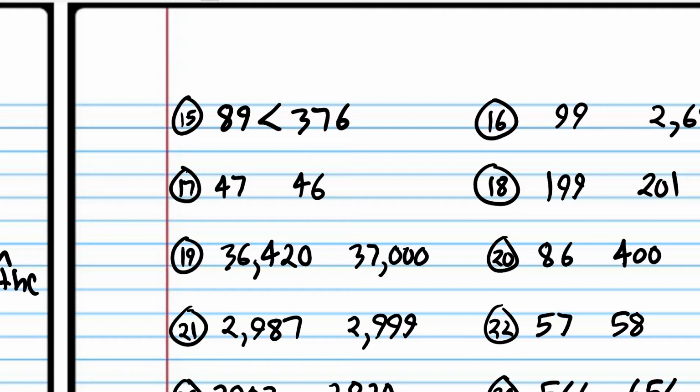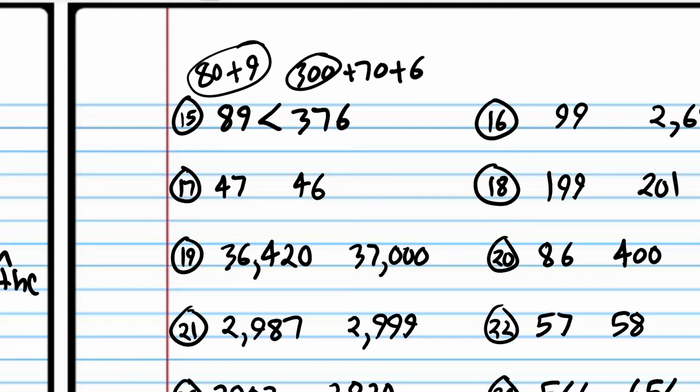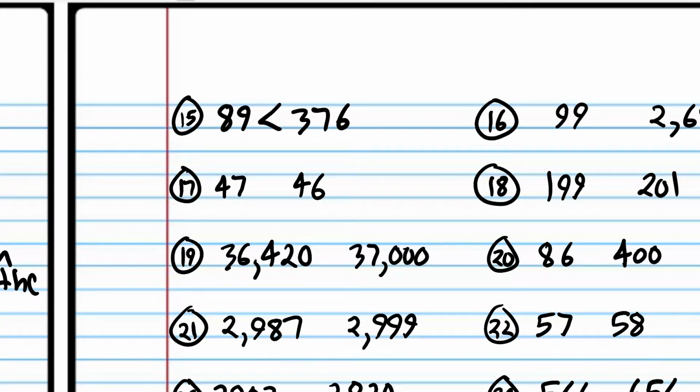All right. So why is it that if you have more digits, then the number is bigger? Well, because this number represents 300 plus 70 plus 6, whereas this number only represents 80 plus 9. So obviously 300 is way bigger than these numbers, even if you don't consider the other two numbers. That's just the way it is, and you're going to learn this as you go along.